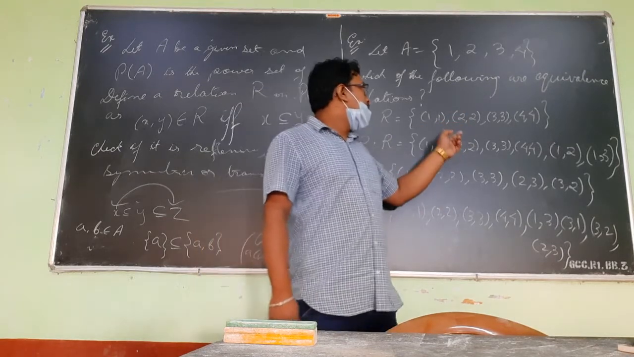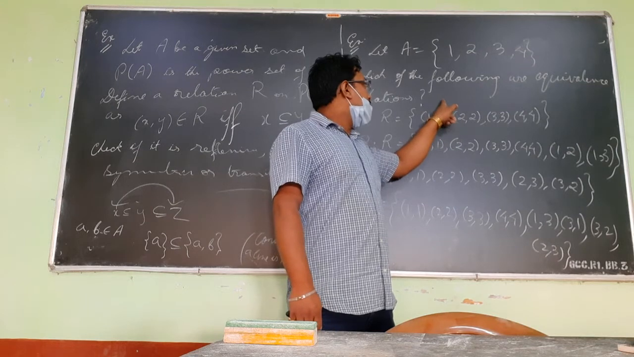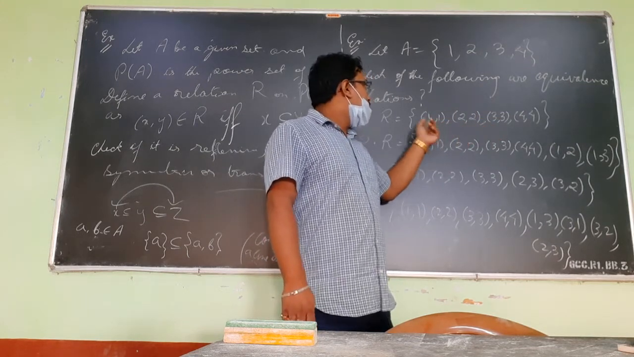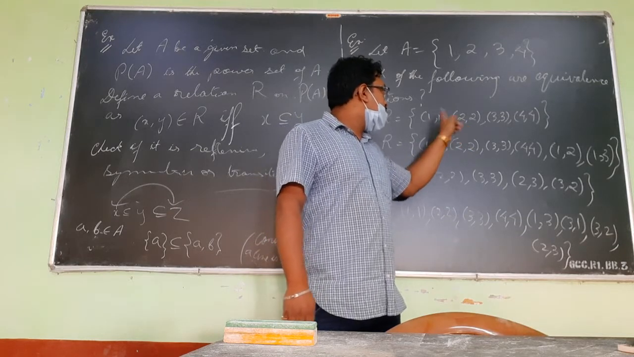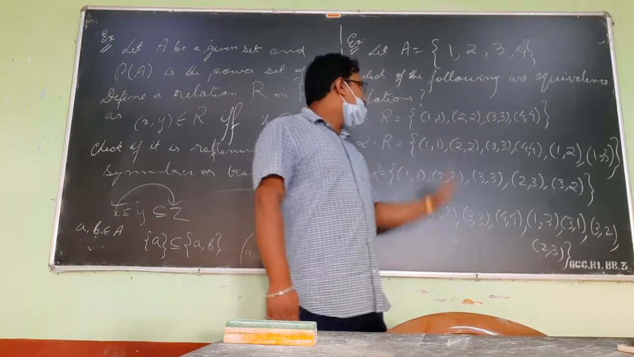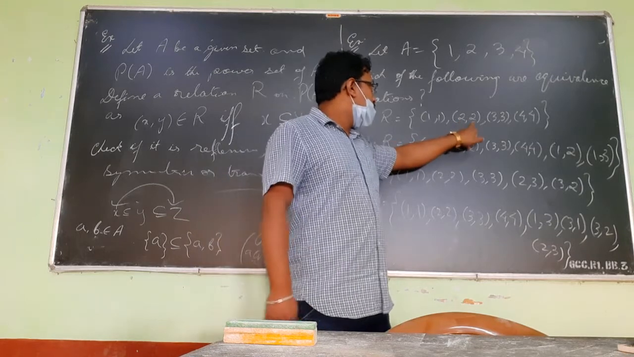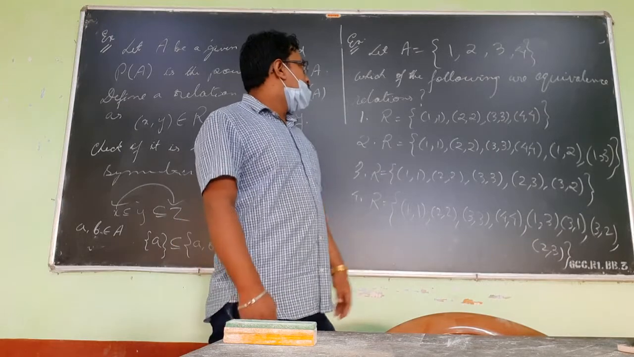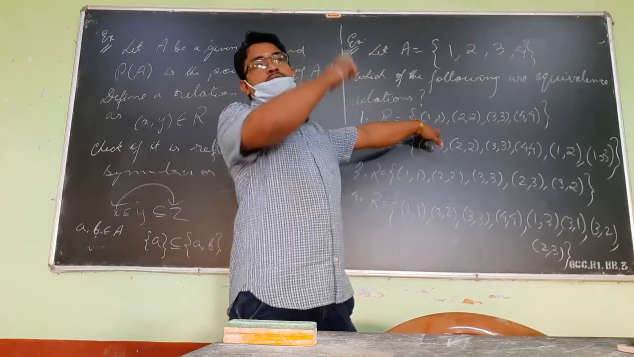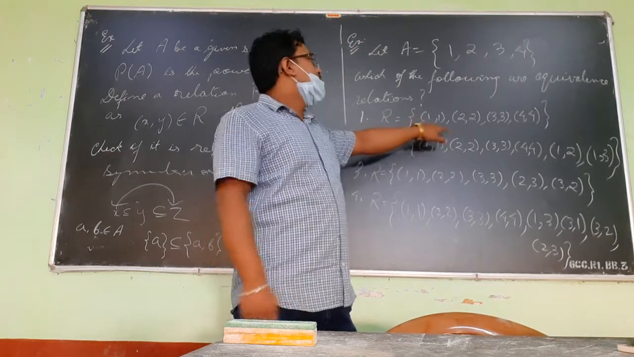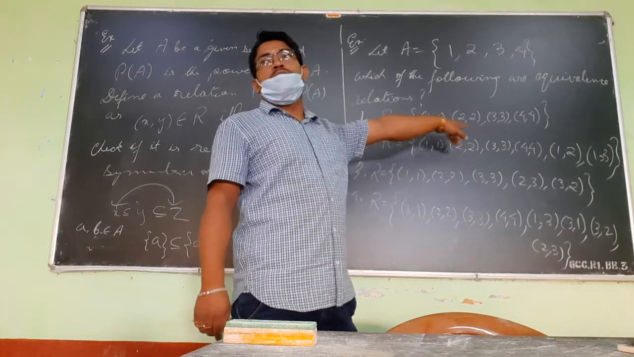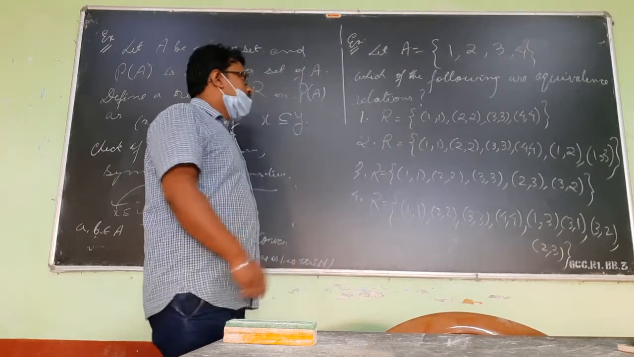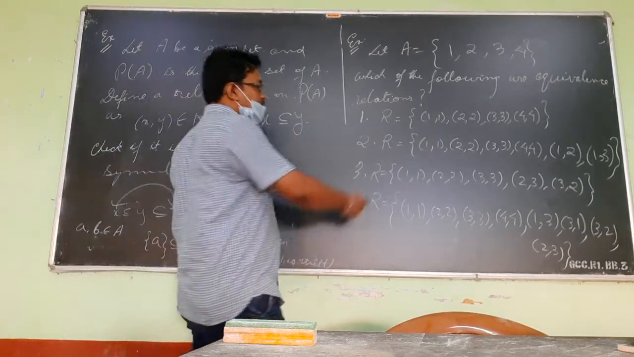You cannot find elements of the type AB, BC where AC is not there. Here, see 1, 1. Nothing else starts with 1. Similarly 2, 2, nothing else starts with 2. So this relation is actually x equal to y. A and B are related if and only if A and B are equal. That relation is this equivalence relation.